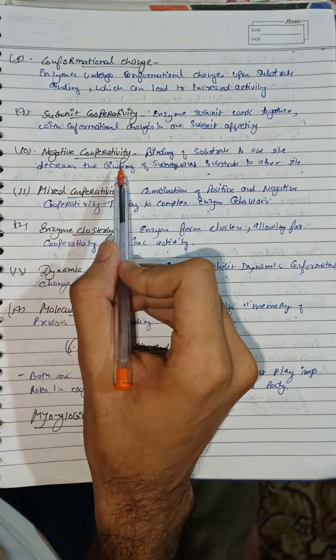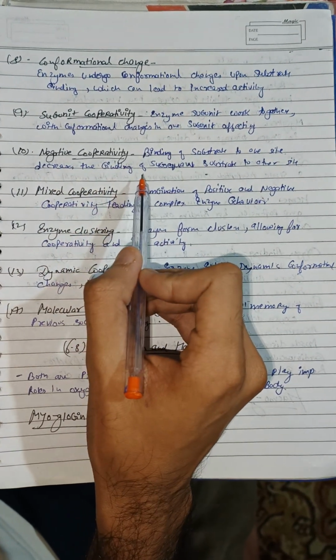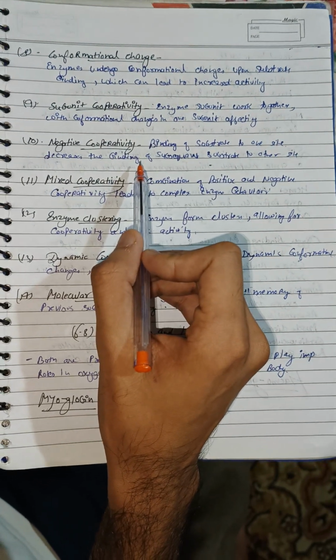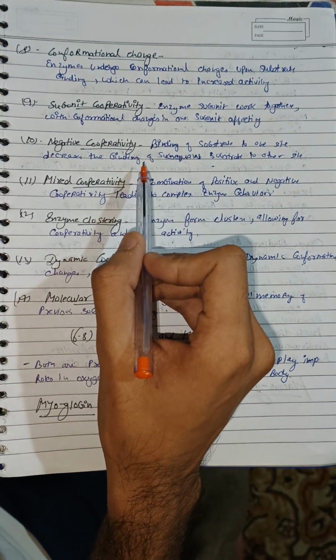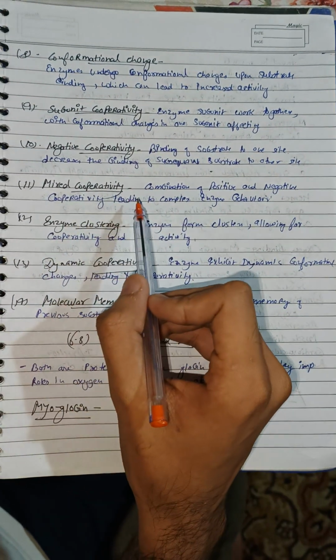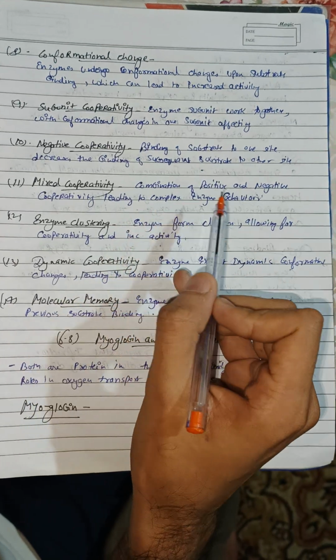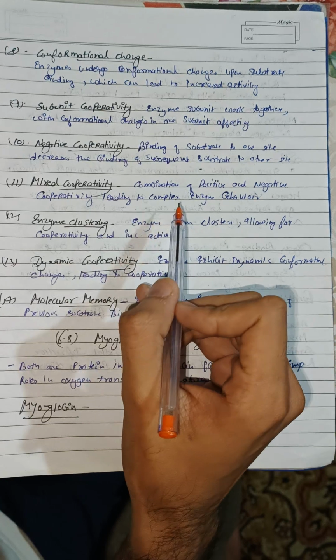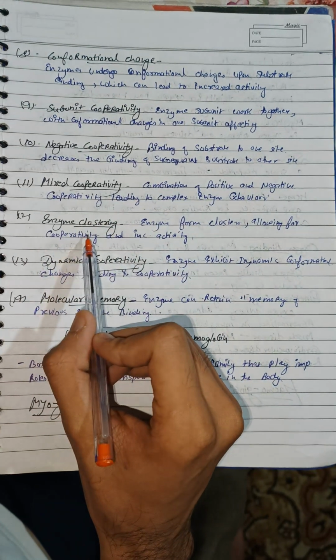There is negative cooperativity and there is positive cooperativity. Like when an inhibitor binds to the enzyme, there is negative cooperativity. If an activator binds to the enzyme, then there is positive cooperativity. Next is mixed cooperativity. If there is a combination of negative and positive cooperativity, that leads to mixed cooperativity. 12th is enzyme clustering.